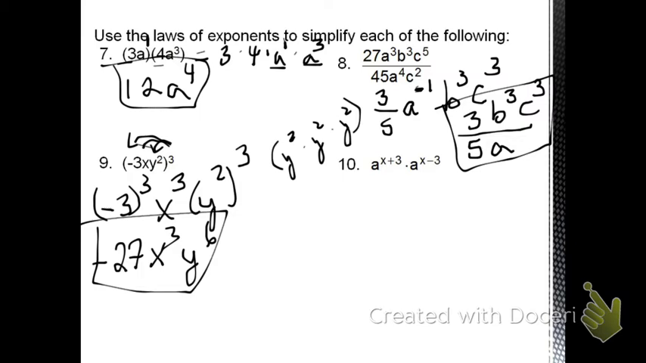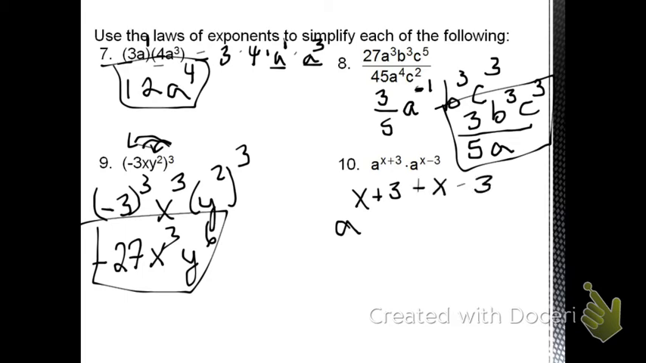So last problem. I'm going to go ahead and actually erase this so we don't get confused. Last problem. I have a to the x plus 3 times a to the x minus 3. Remember, you have the same base. You simply add the exponents. So we're just adding the 2 exponents together. Well, positive 3 and negative 3 cancel out. And 1x plus 1x is simply 2x. So it's a to the 2x power, and that's the answer.